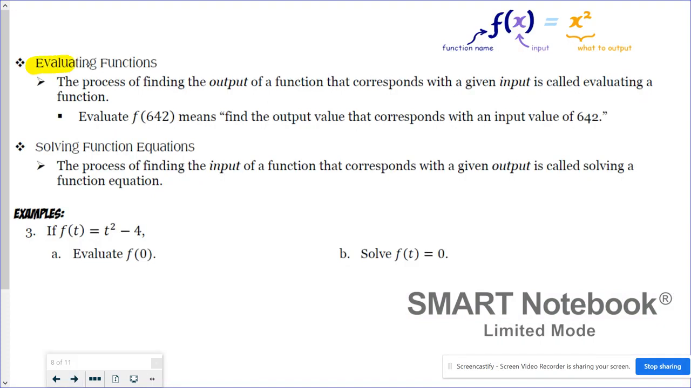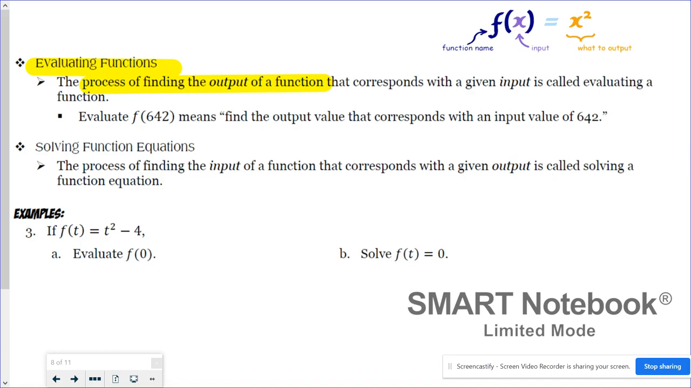Evaluating functions is the process of finding the output value of a function that corresponds with a given input. So you know what to put into the function. The question is, what comes out? That's how you evaluate a function.